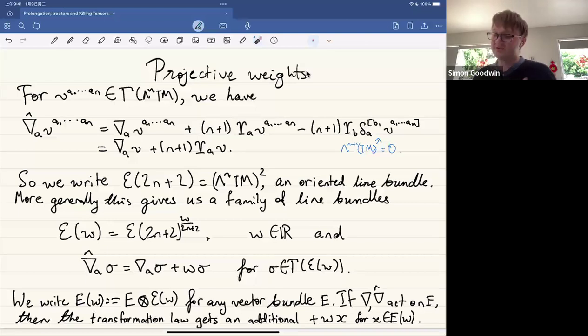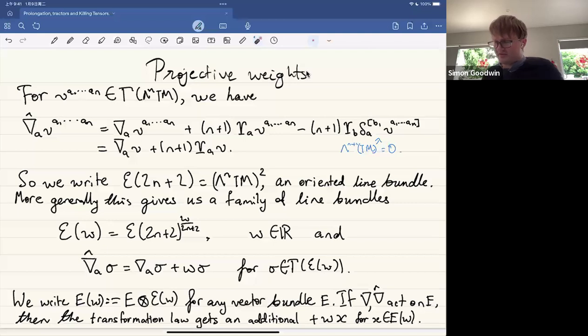And what can I do? Well, I can form powers of this bundle. You have to do it your favorite way, but there are various ways to do this. And what you end up with is oriented line bundles for every weight in the real numbers. And the transformation law is simply this. And this is going to help us because we can add a weight to other tensors or later tractors or whatever we feel like by essentially taking the tensor product with our weighted bundle.